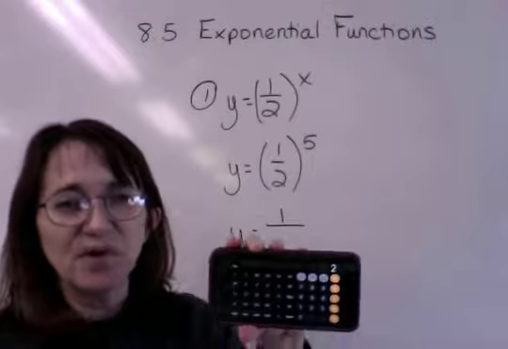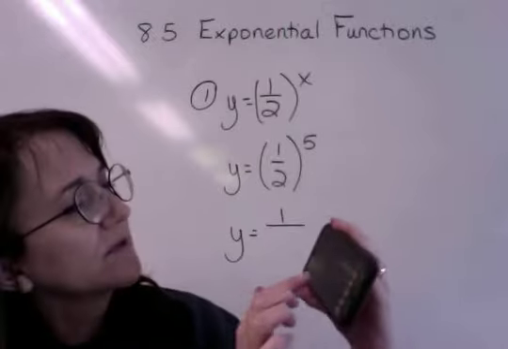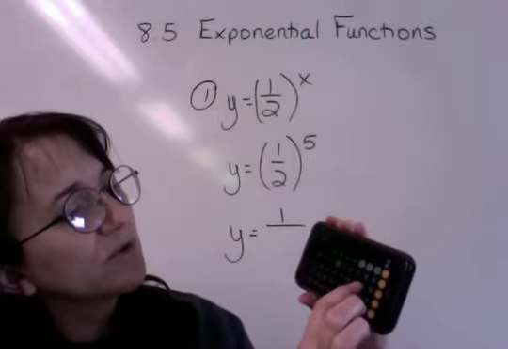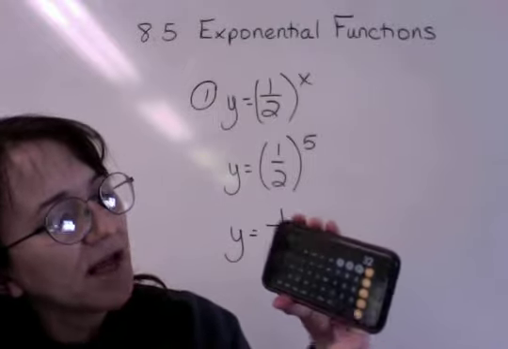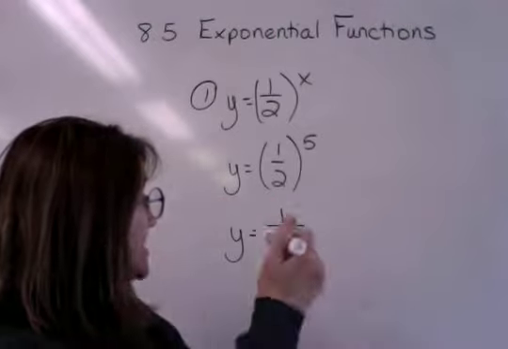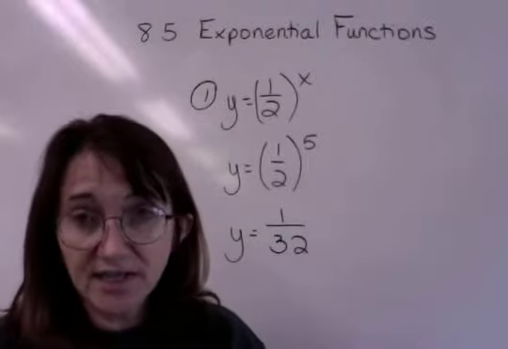It's like 2 to the 5th power right here. Then I'm going to hit the x to the y button. Did I hit? Nope, there. The x to the y button. And now I'm going to hit 5. And that gives me 32. So my answer to number 1 is 1 over 32.